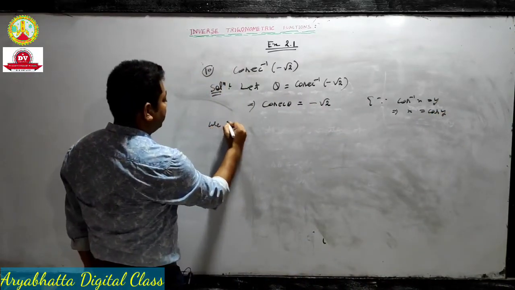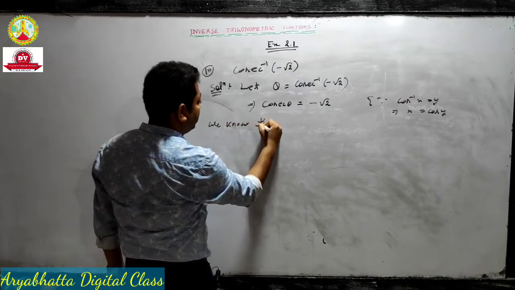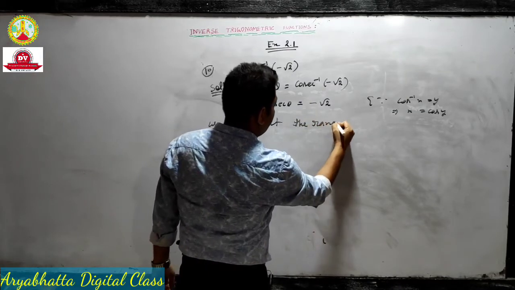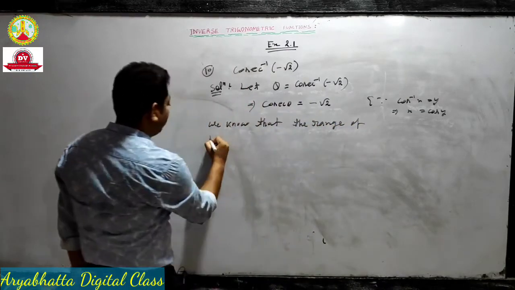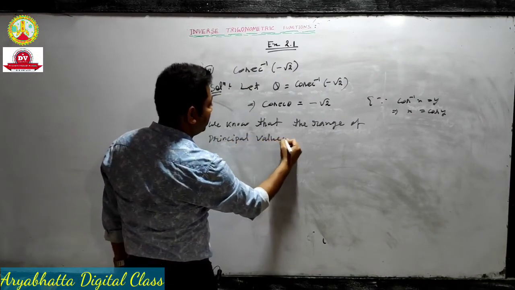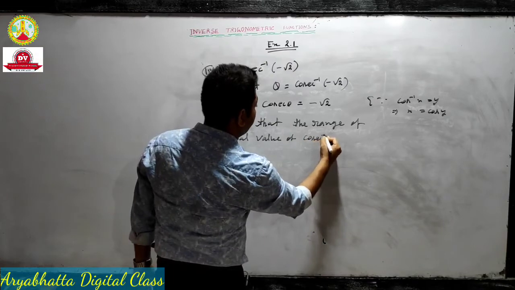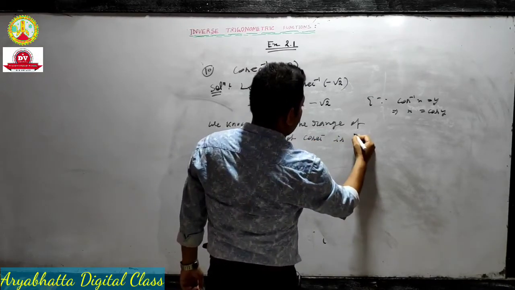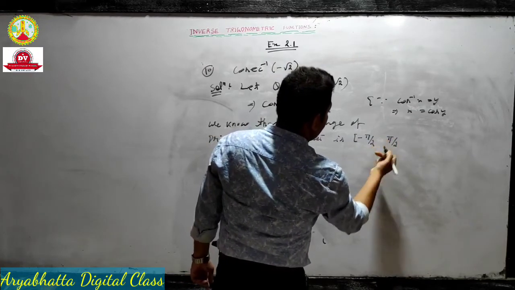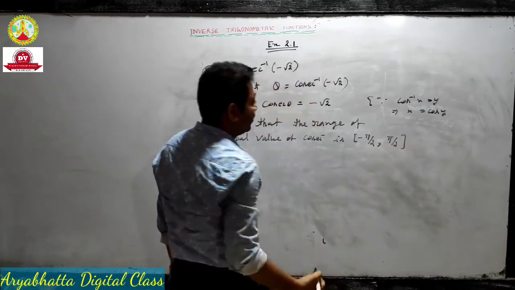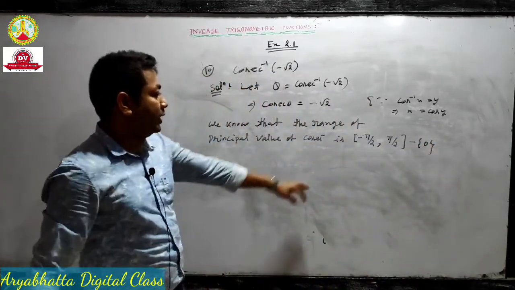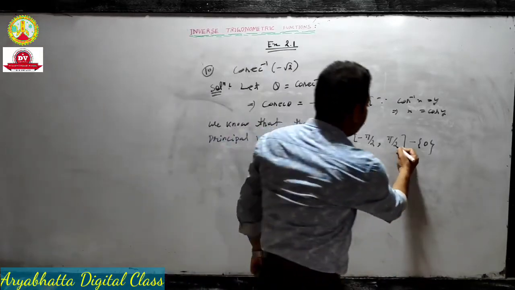We know that the range of the principal value of cosec inverse is the closed interval minus pi by 2 comma pi by 2, minus 0.